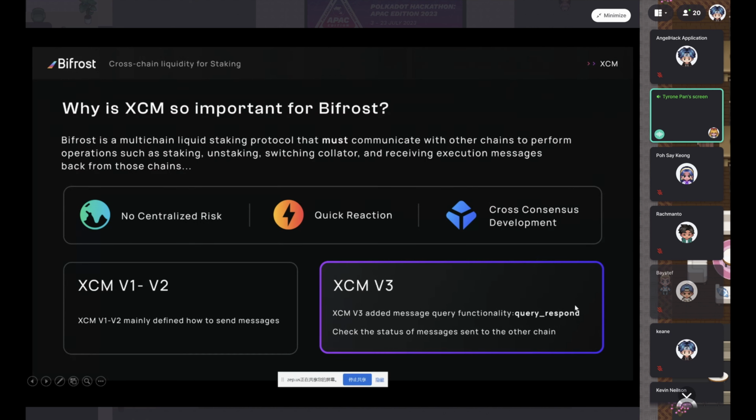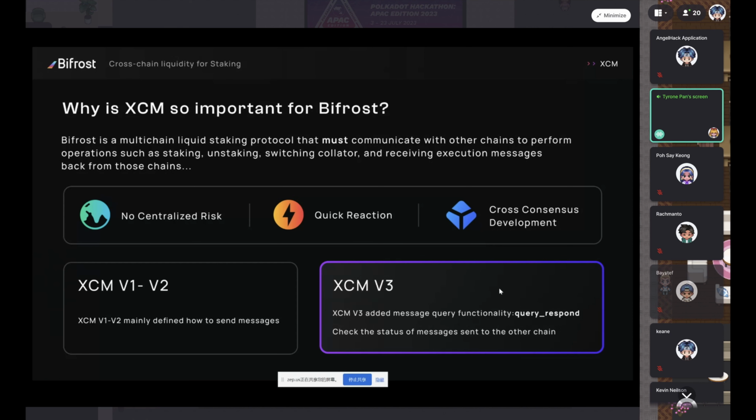It's query response. If we query an event in the destination parachain, right now we can get the result of the event, so whether it succeeded or failed. So the query response is a very convenient function for Bifrost in v3. So we upgraded it, and the staking liquidity pallet is also upgraded. We can get the result from the destination parachain. So once we stake the asset to the relay chain, we can get the result from the relay chain.